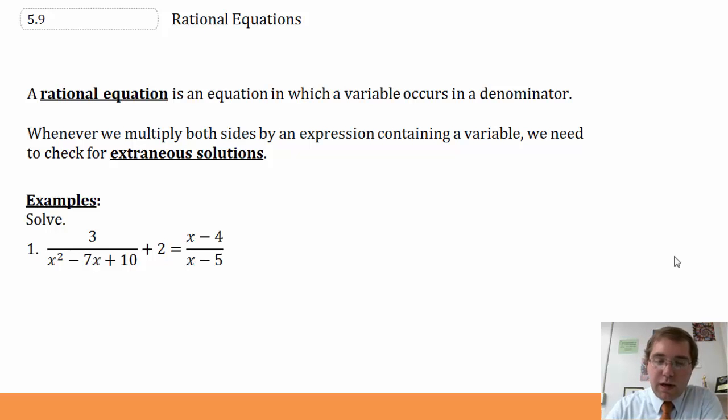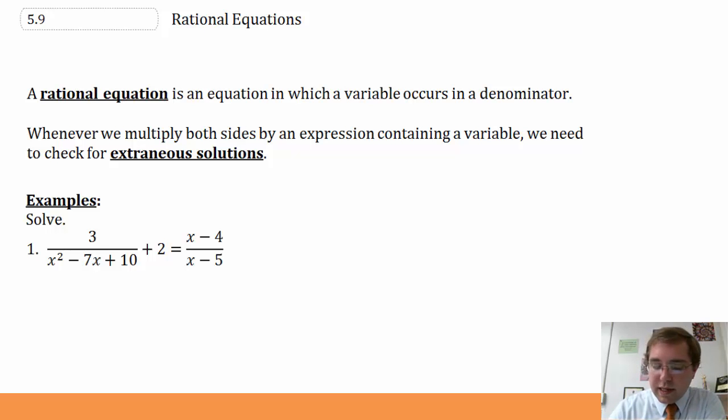So whenever we multiply both sides by an expression that contains a variable, we have to be very careful. Because by multiplying by a variable, we could be introducing solutions that are not actual solutions. Numbers that appear to be solutions but are not real solutions. And those are called extraneous solutions. So essentially the lesson is, whenever you're going to multiply both sides by a variable, you need to check your answers and make sure that they work.